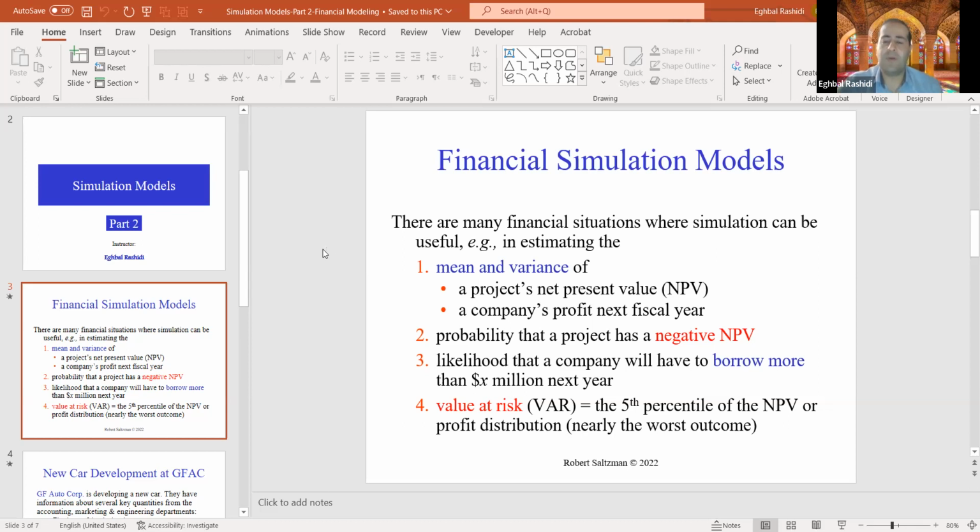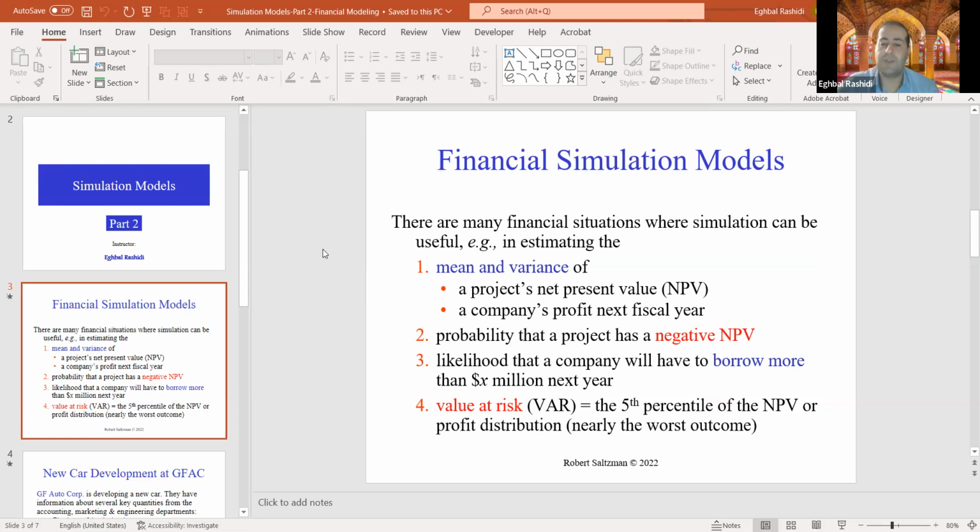So in this problem, we're going to work on the financial situation for the present value of the profit that a car company is going to make for 5 years when they want to make a new car. Okay, so that's an example of a simulation application for a finance problem. All right, so there are many financial situations where simulation can be helpful.